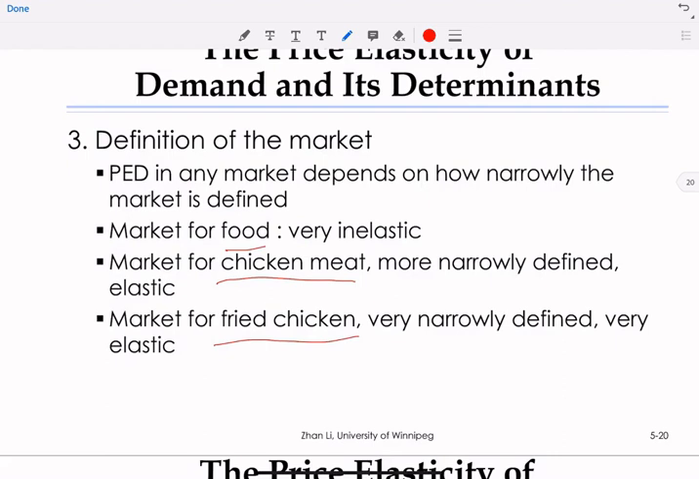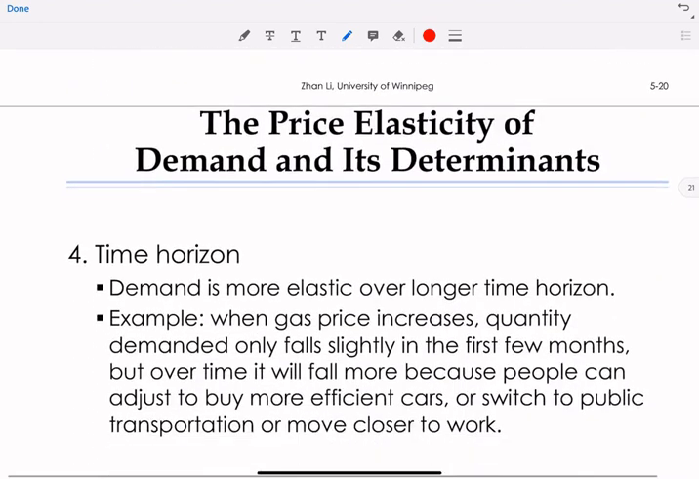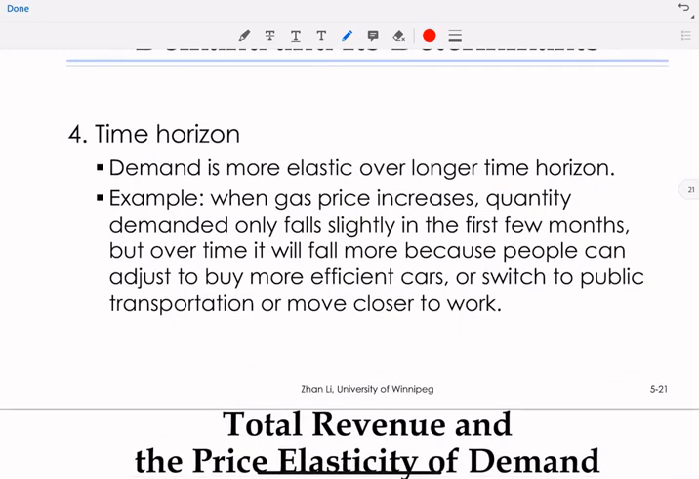Now think about the market for fried chicken. It's an even narrower definition, right? In this case, you can imagine that the elasticity for this market should be quite large. The reason is because if fried chicken becomes more expensive, maybe you could buy, I don't know, fried duck, fried beef, right? So in this case, you can see that how narrowly the market is defined determines how elastic the market is. Okay, the fourth factor is about time horizon.